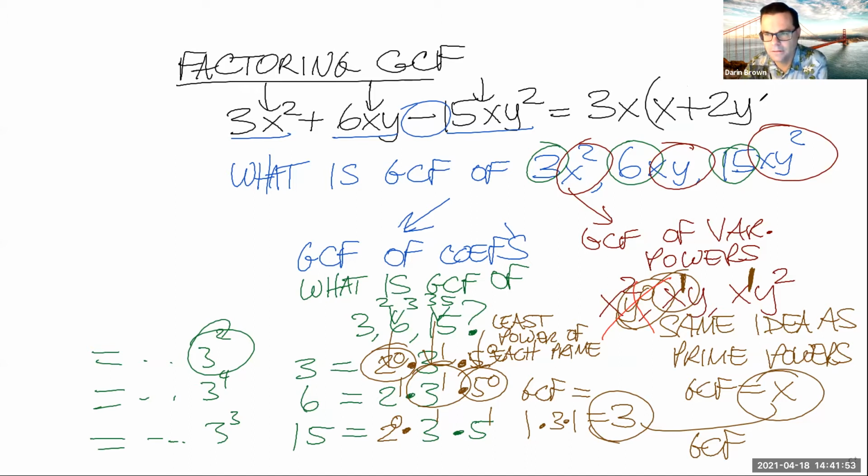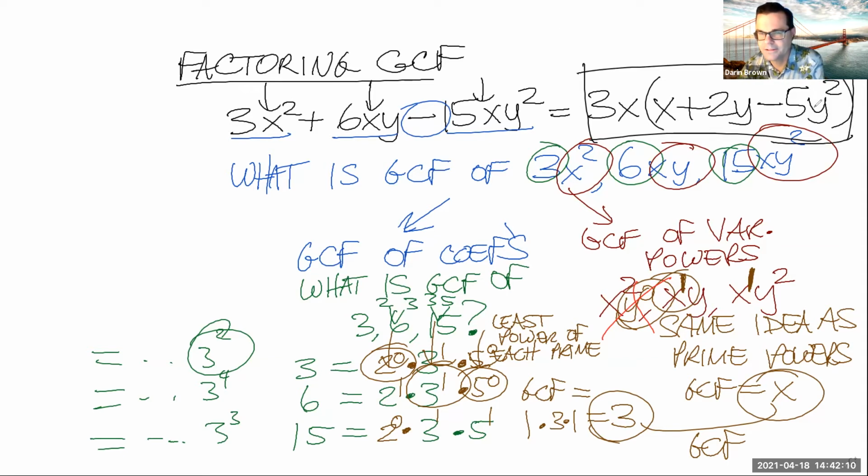minus 5, 3 goes into 15 5 times, y squared. Okay, so 3x times x plus 2y minus 5y squared.